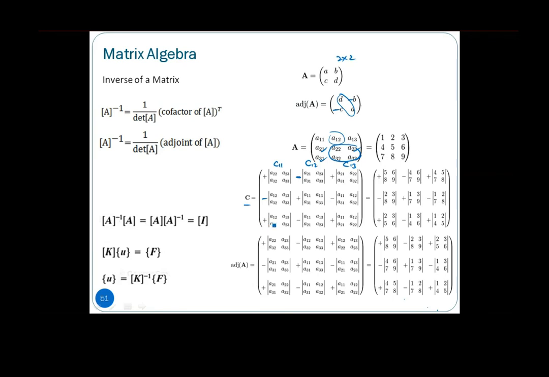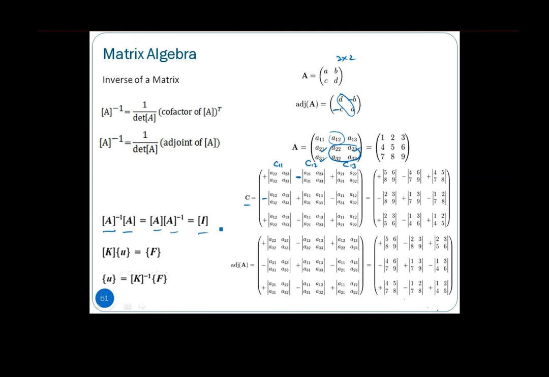Right? Then you end up with the cofactor, then you transpose the entire cofactor, and it will give you the adjoint. Once we have the adjoint and the determinant, then we can find the inverse of that matrix. So the inverse of the matrix multiplied with the matrix itself equals the matrix multiplied by its inverse, which equals the identity matrix.